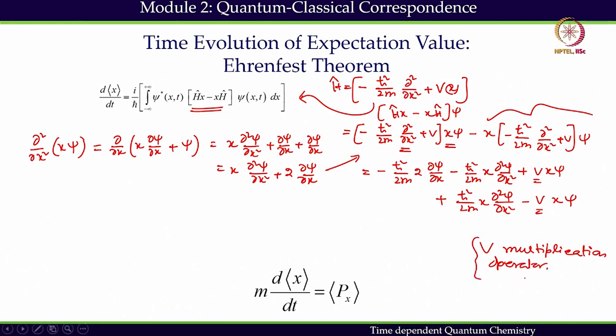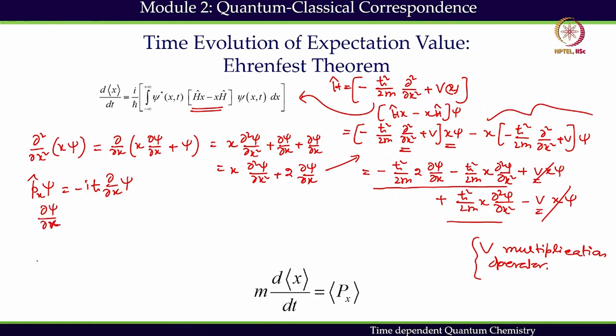And any multiplication operator can be placed anywhere. It does not matter what is the order, and that is why you can write down. We see that these two will cancel out and this is the form we get finally. Now if we think of the momentum operator acting on psi, it is nothing but this complex derivative operator.